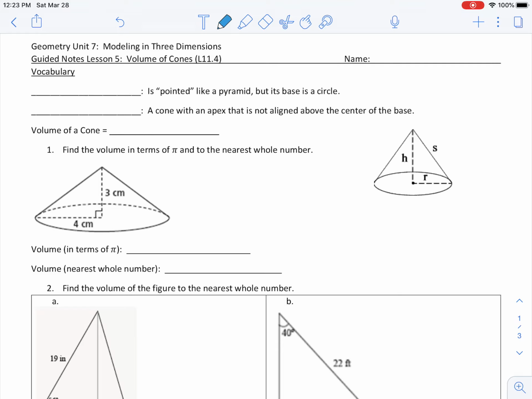In your workbook you should be on page 141. We're talking about the volume of cones. A cone is really similar to a pyramid, so you should have already watched the notes for pyramids.